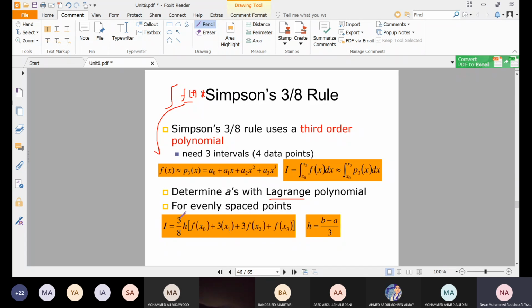And here we have the form. You can see the name comes from here. In this form, we have 3/8 multiplied by h. So the name Simpson comes from this form. So it is 3/8 h, we have the function at x0, plus 3 multiplied by f at x1, 3 multiplied by f at x2, plus the function at x3.